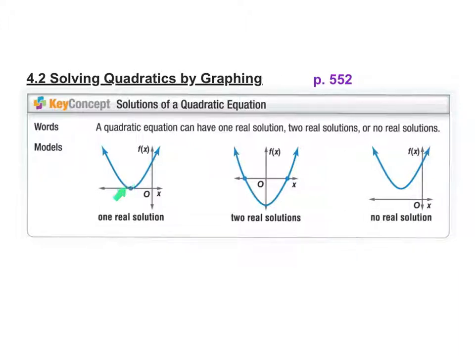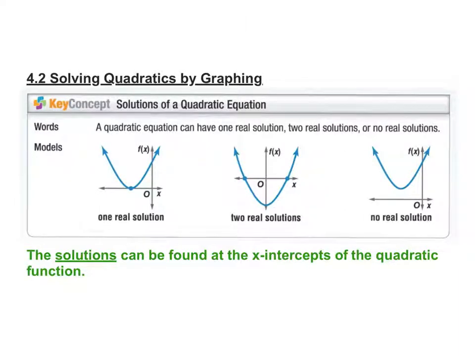Okay, for example, here the parabola touches the x-axis in one place, and there is one real solution. On this particular graph, it crosses the x-axis in two places, which means there are two real solutions. And in this last example, the parabola does not touch the x-axis at all or cross the x-axis at all, which means it has no real solutions. Okay? So what we really want to focus on for our solutions when we look at the graph are the x-intercepts. Okay? That's where you can find the solutions, and that's what we're doing in 4.2 today.